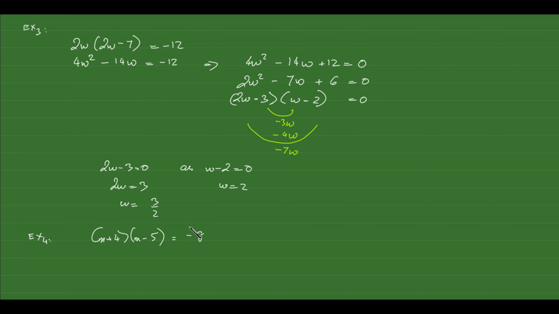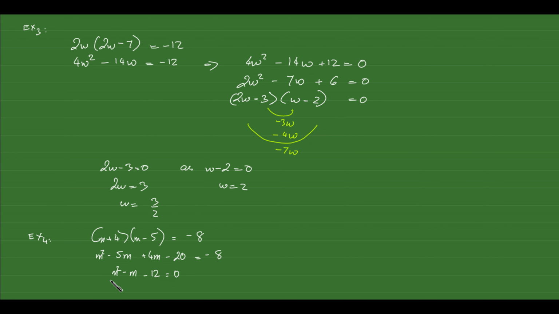If over here is 0, then we can go ahead and split it up right away. But because this is not 0, you have to distribute it. So m times m is m squared, minus 5m plus 4m minus 20 equals negative 8. So m squared minus m, add both sides by 8, gives you negative 12 equals 0.